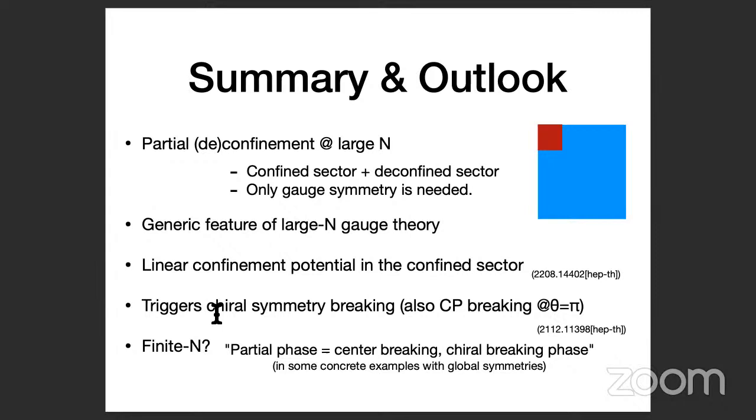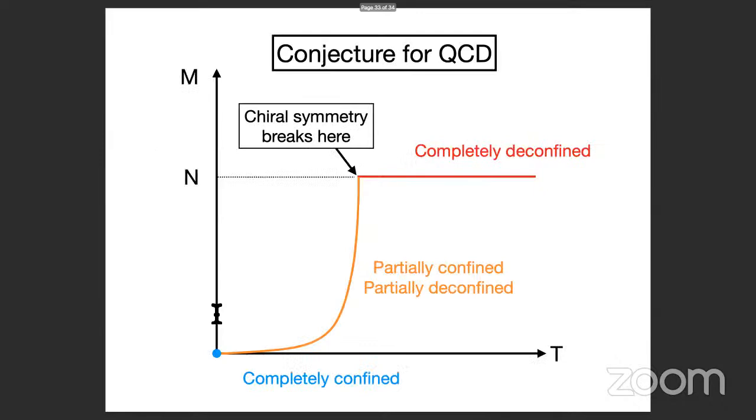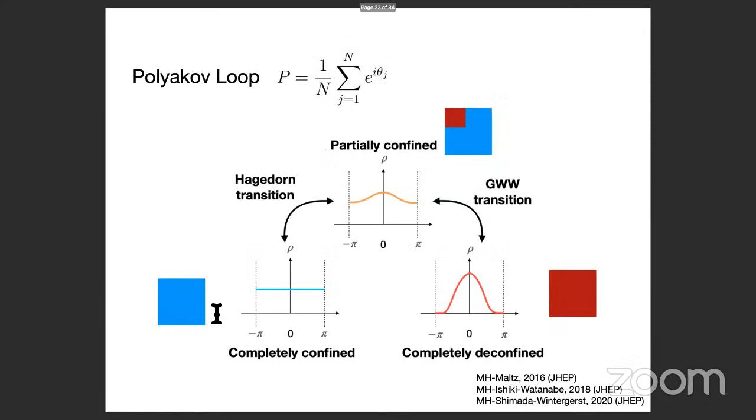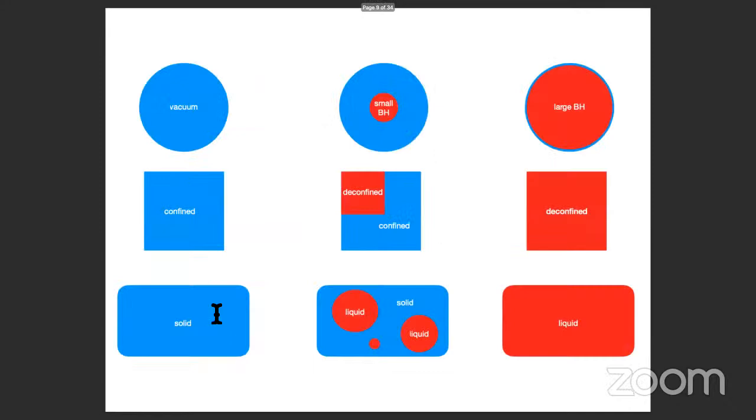Hi, I have a very basic question. So you mentioned several times that the deconfined phase corresponds to a black hole. Now this is probably part of the dictionary, but is there a simple intuitive way to understand it? And in what sense is it a black hole?